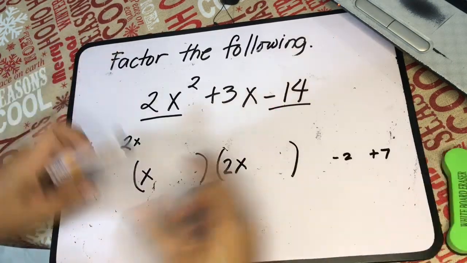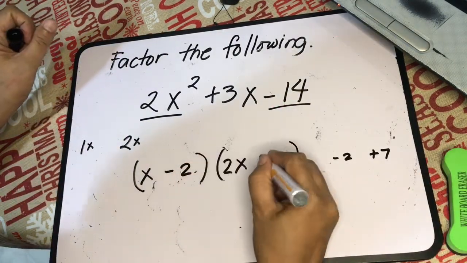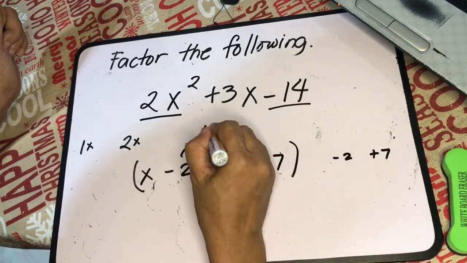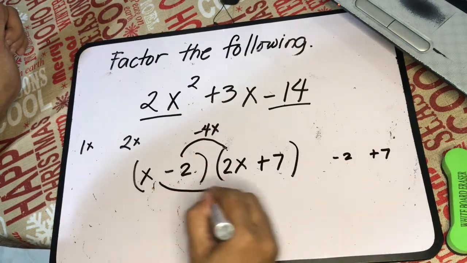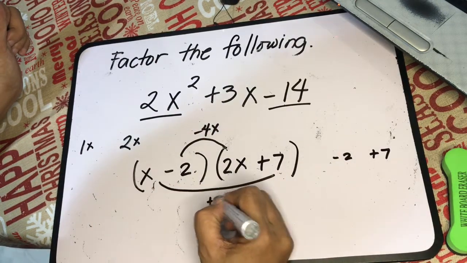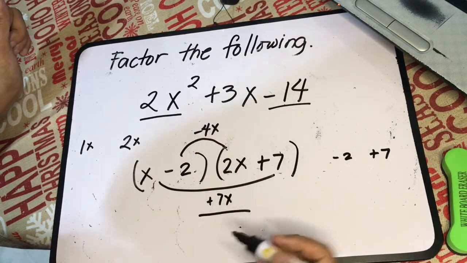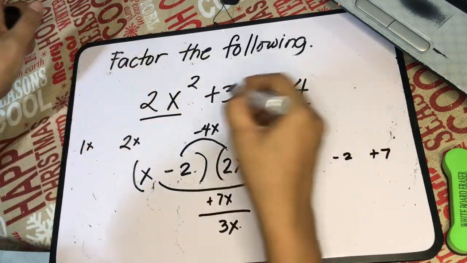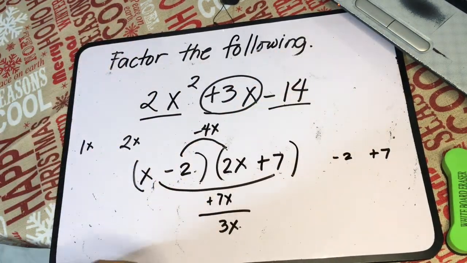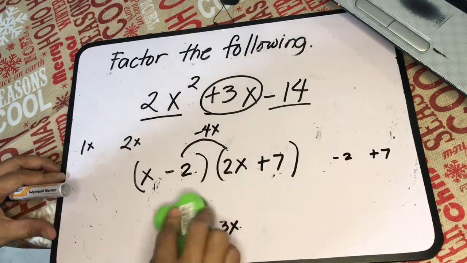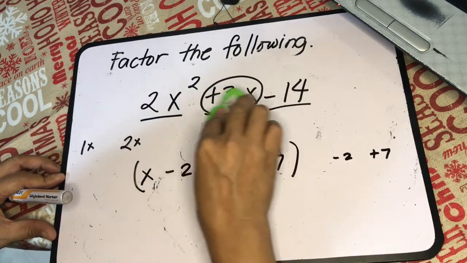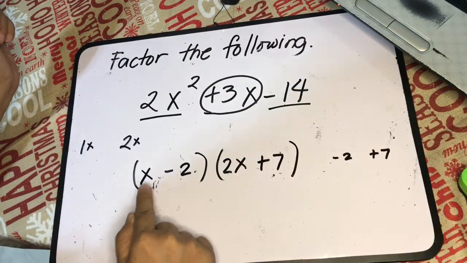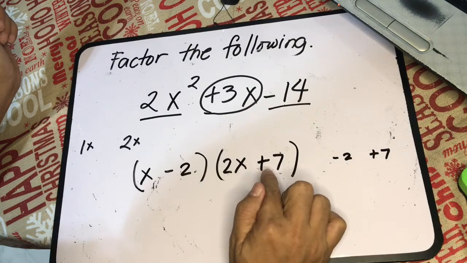So, let's try the last one. So, we have negative 2 and positive 7. If you are going to multiply this, it is negative 4x. If you are going to multiply x times 7, that is positive 7x. So, 7 minus 4, you have 3x. Okay. So, we got what we are looking for. So, therefore, the factor of 2x squared plus 3x minus 14 is x minus 2 times 2x plus 7.